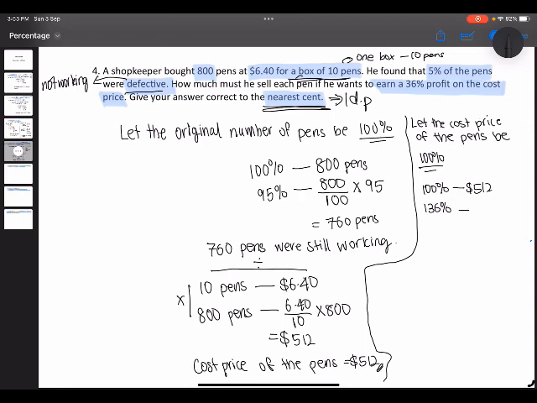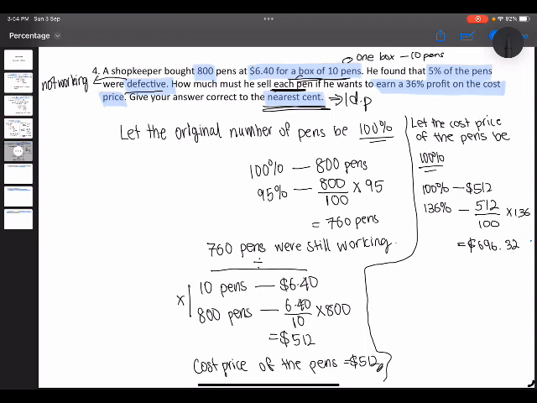How do you find it using the proportion method? That's right, using divide and times. 512 over 100 multiplied by 136, which gives a value of $696.32. So is this the final answer? No, because it's asking to find the price of each pen.